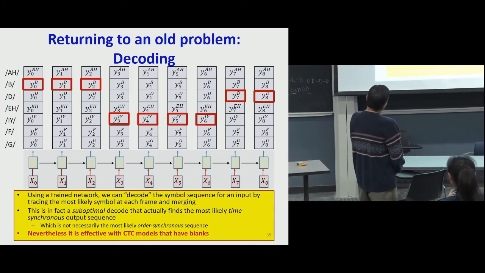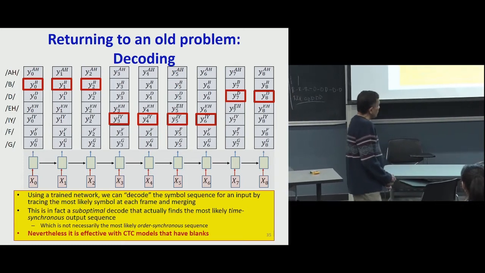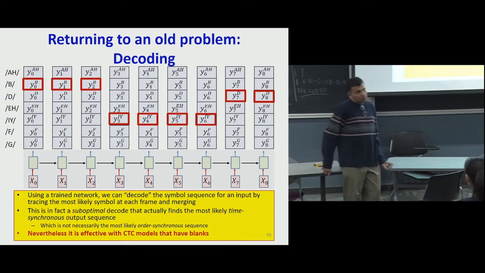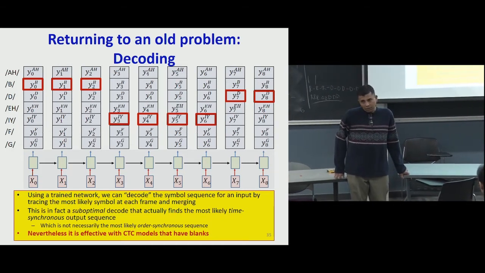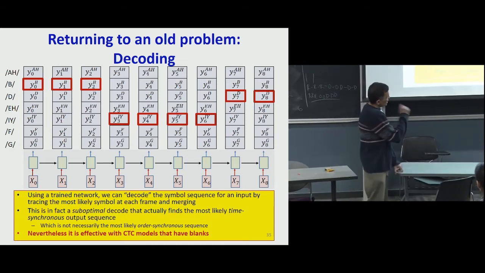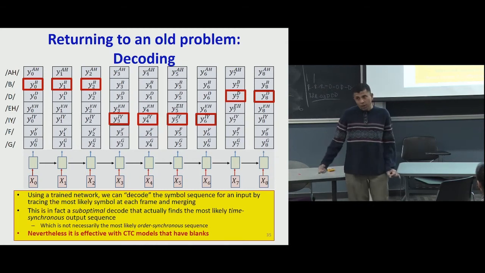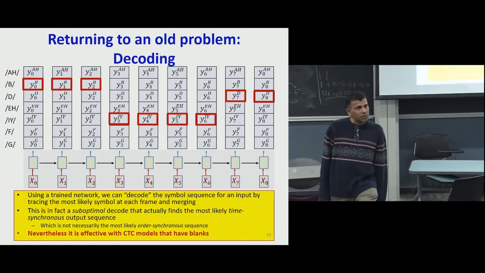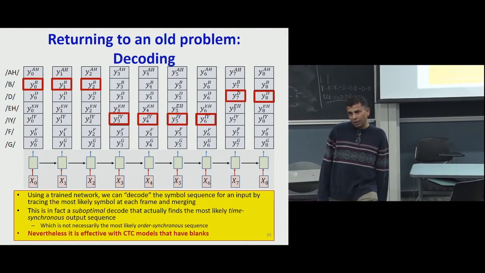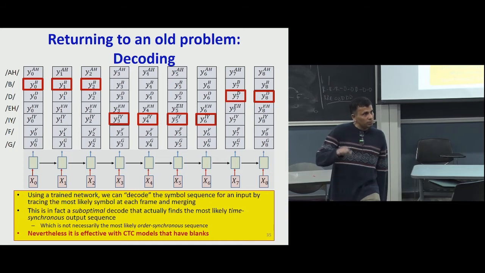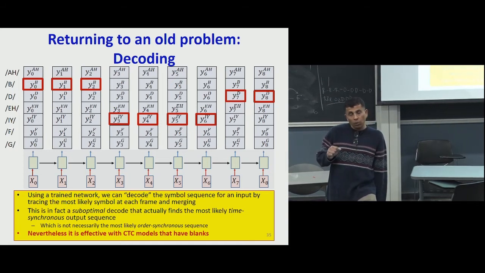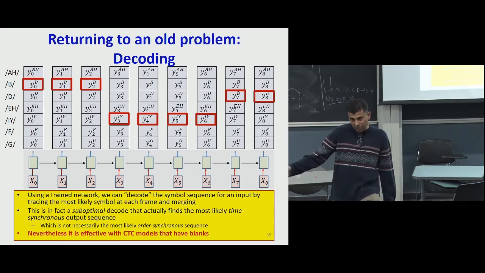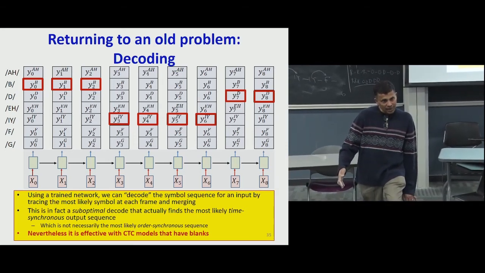So remember, using a trained network, we want to guess what the compressed symbol sequence was given an input, right? So you're given x1 through x8. You want to find the compressed symbol sequence. Now, the simplest method we saw was the greedy decoding. The greedy decoding was simply pulling out the most likely symbol at each time. And then after you pulled out the most likely symbol sequence, you were collapsing it, right?